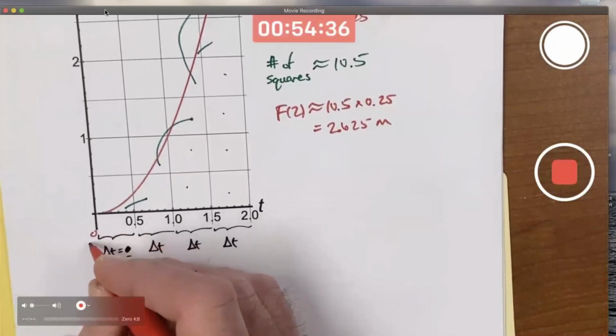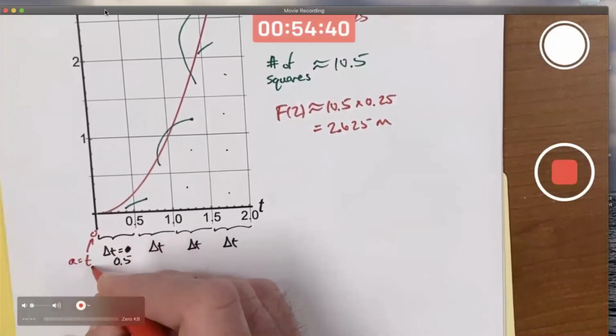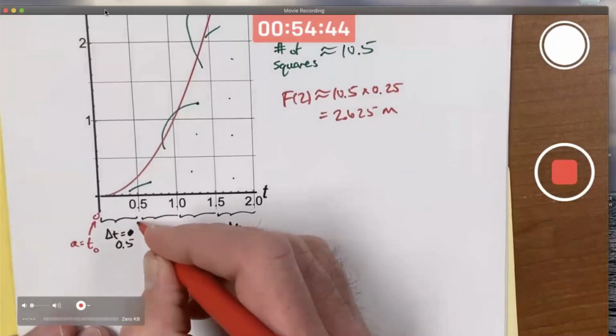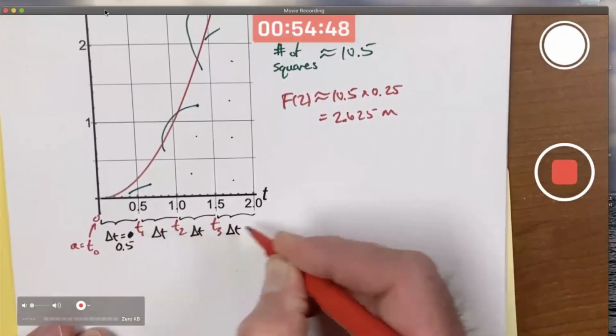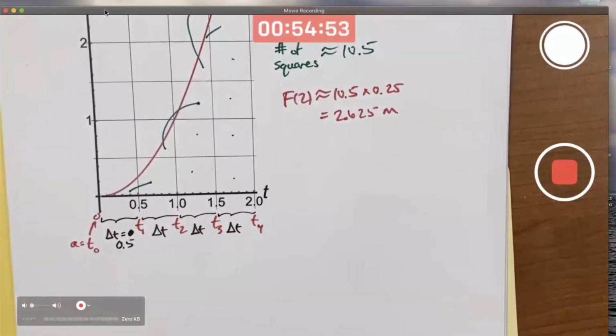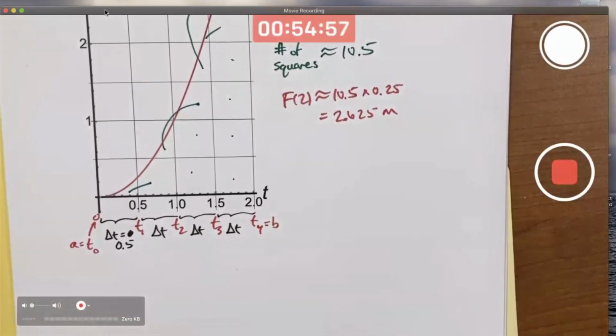The first endpoint, 0, also called A, is labeled t sub 0. The next endpoint, 0.5, is t sub 1. The next one is t sub 2. The next one is t sub 3. The next one is t sub 4, which is the same as the right endpoint in this case. The fact that the last subscript is a 4 tells me I'm going to use 4 rectangles to approximate the area.